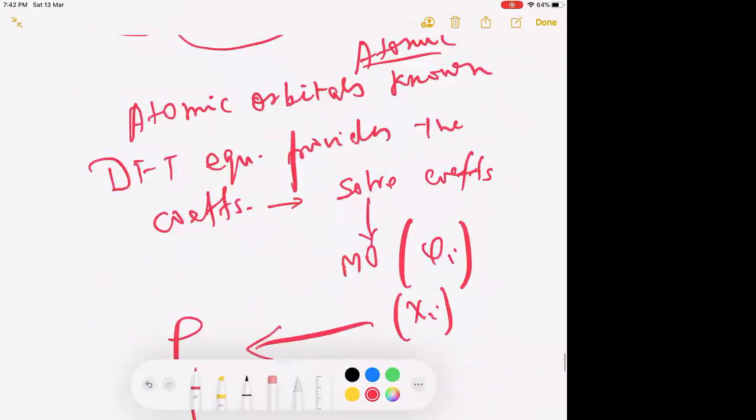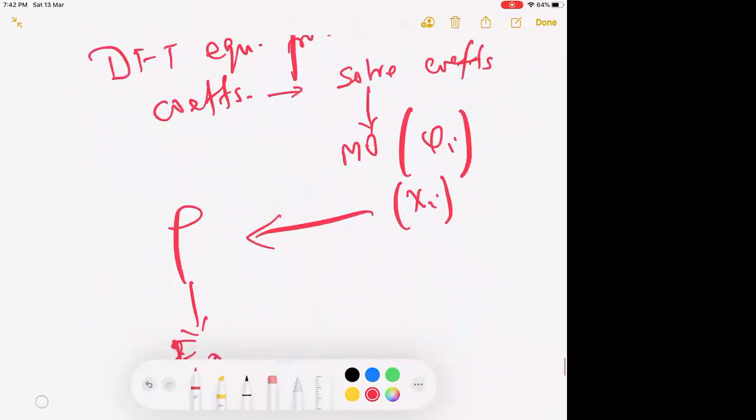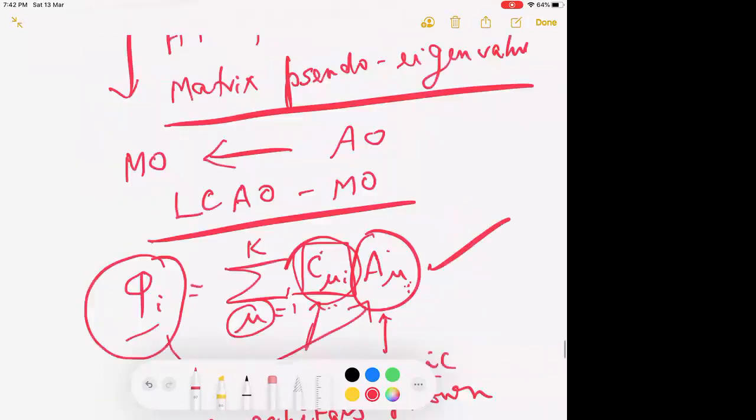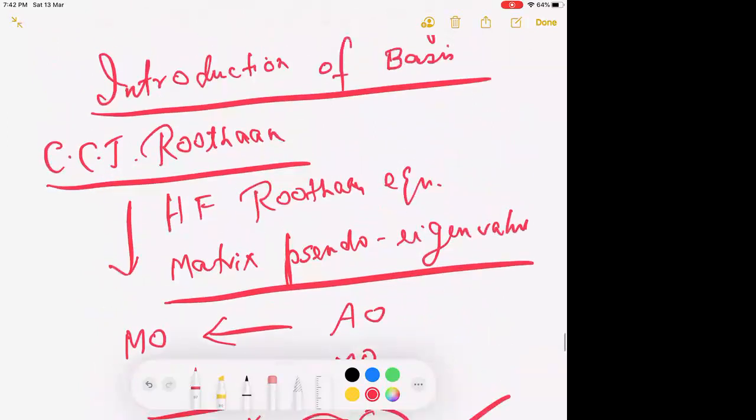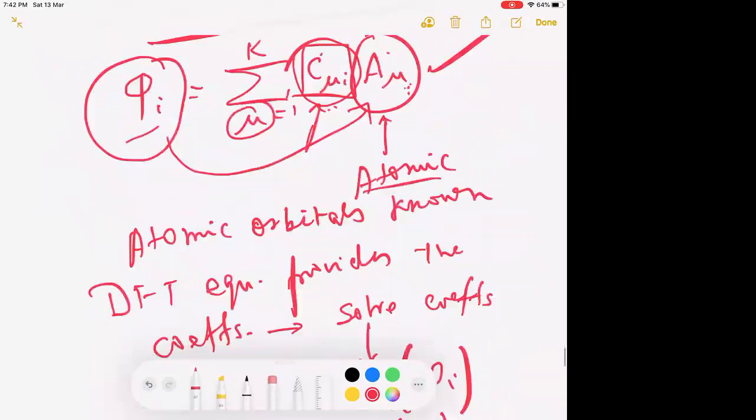These coefficients will be obtained by the Roothaan equation. I'm repeating, the Roothaan equation is very, very important. After the introduction, it's a matrix equation. I will get these numbers and I can reinterpret the numbers.